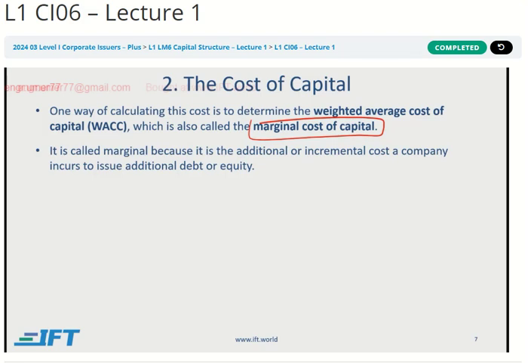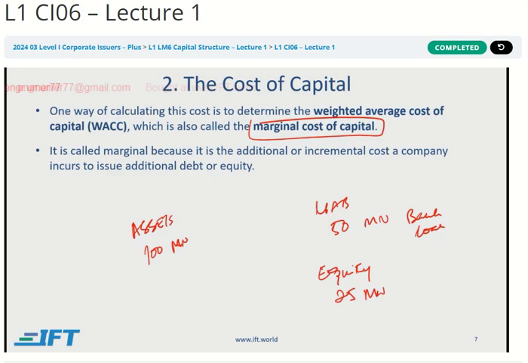Now, what does that mean? See, again, with assets of 100 million, where are they coming from? Let's say liability is 50 million bank loan, and within equity you have 25 million common equity and 25 million preferred equity. And the bank loan is 5% interest with a 30% tax rate.